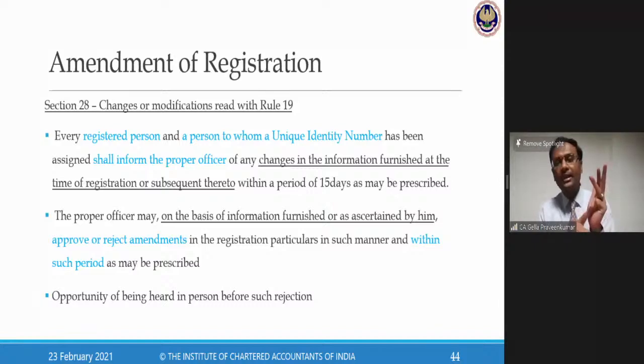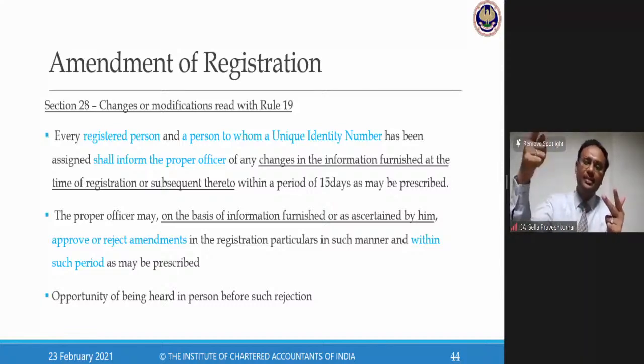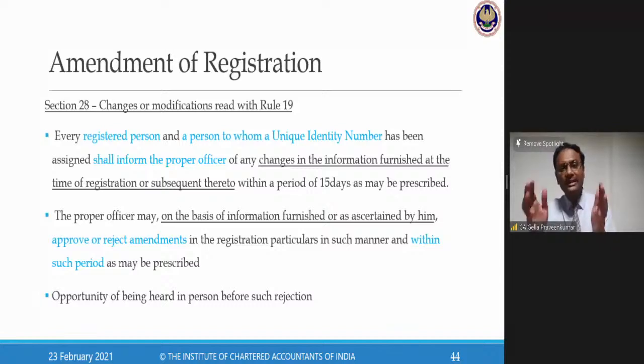Sir, I have given Mr. X as a key authorized person for the purpose of running this business. Mr. X resigned the job and Mr. Y has taken over that position. So whenever there is a change from Mr. X to Mr. Y, who's an authorized representative, I go back to the GST portal and do that amendment. So what is the time limit? 15 days from the date of triggering of that particular thing, I have to make the changes.